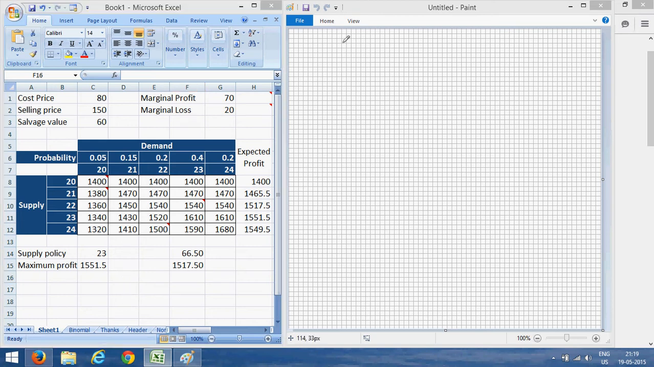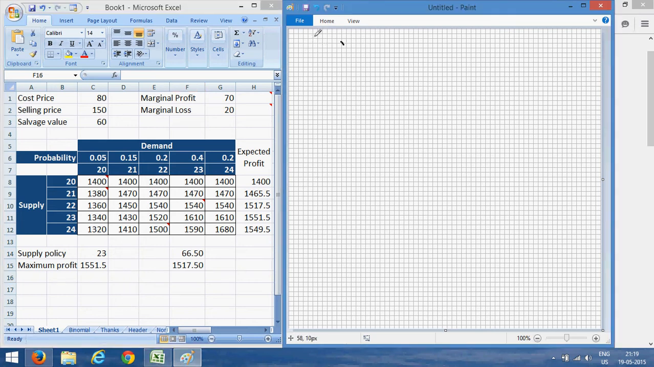When I have a demand of 20, my profit for stocking 20 will always be $1400, which is known to us. Please bear with my poor writing, it's $1400. Now, when I stock one additional unit, I will sell that unit whenever demand is 21, 22, 23 or 24. And I will not sell that additional unit when the demand is 20.